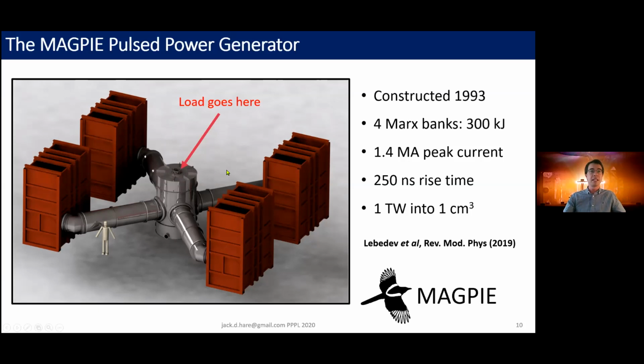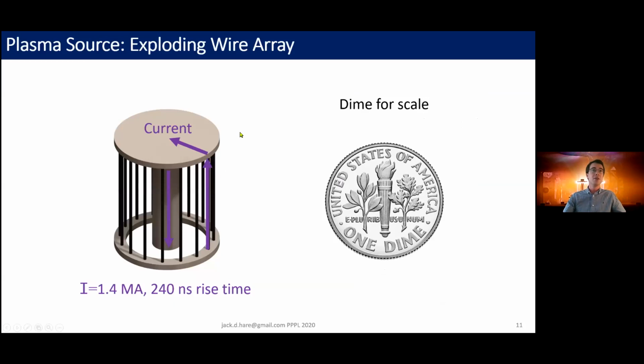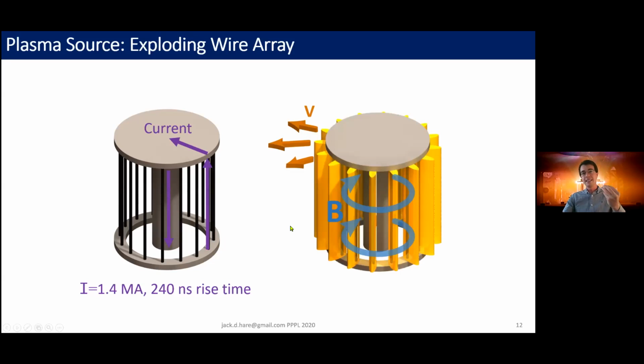So we use lots of different loads on Magpie to generate different sorts of plasmas, but for the experiments I'm going to be talking about first today, the load is based on this, an exploding wire array. Now, this is a cylindrical cage of thin wires surrounding a thick central conductor. The current passes up through the wires and it returns to ground through the central conductor. And as it does so, it ionizes the surface of the wires.